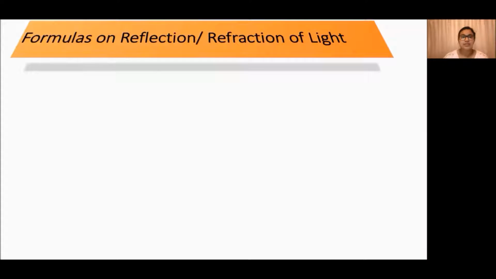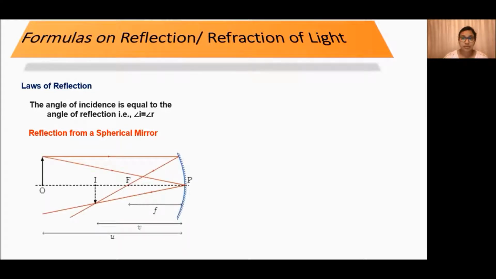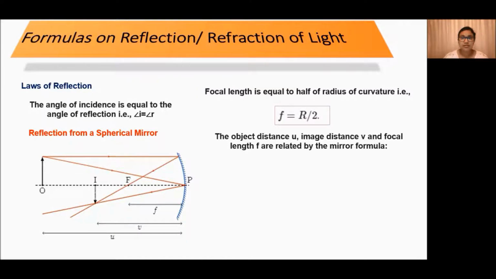So let us recall some formulas on reflection and refraction of light. The first one is the laws of reflection. That is, the angle of incidence is equal to the angle of reflection. For reflection from a spherical mirror, as we have already learned, the relation connecting the focal length and the radius of curvature is F is equal to R by 2. Next one is the mirror formula, the relation connecting object distance, image distance, and the focal length: 1 by V plus 1 by U is equal to 1 by F.